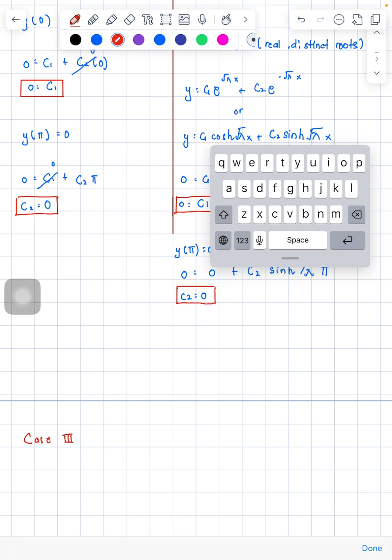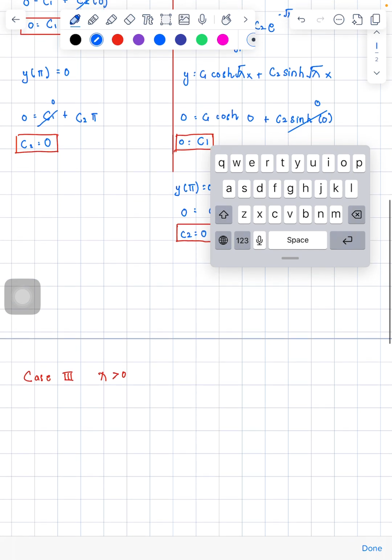So we proceed with the third case. Case 3, when lambda is greater than 0. For lambda greater than 0, our differential equation becomes y double prime plus lambda y equals 0. So our auxiliary equation will become m squared plus lambda equals 0. From here we will have m equals 0 plus or minus square root of lambda i, which is complex conjugate form. So from here, 0 is alpha and square root of lambda is beta.